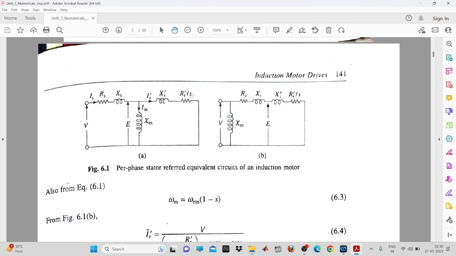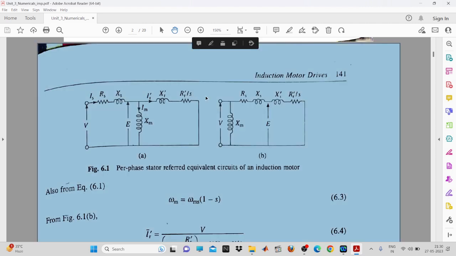So the EMF of the rotor will be S into E, and E will be the EMF at the standstill. You might have learned this, I think, in the lower classes. So that's why we have used this S. So keep it this only, S only.